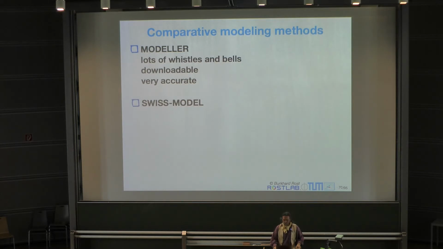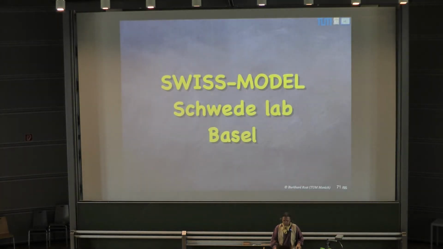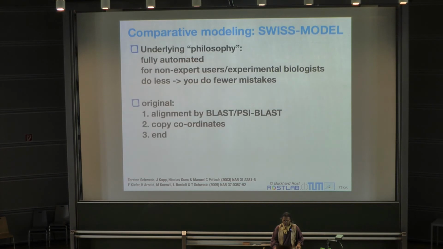Swiss Model. A modeler has lots of bells and whistles, it's downloadable, it's very accurate, and is the state-of-the-art tool for comparative modeling. Swiss Model comes today from the Schwede Lab in Basel. Here's the website. The underlying philosophy here is that it's fully automated. It should work for non-experts. It should work for somebody who has never used comparative modeling and has never really seen much more of protein structures than you.